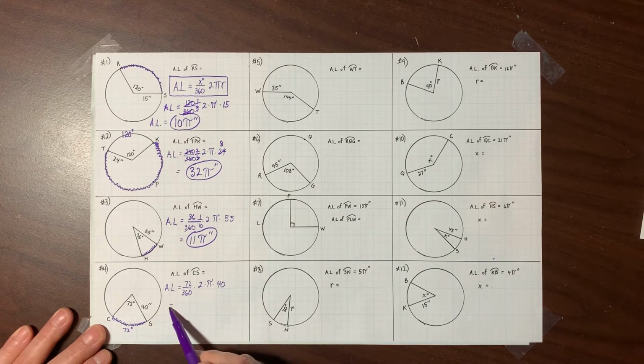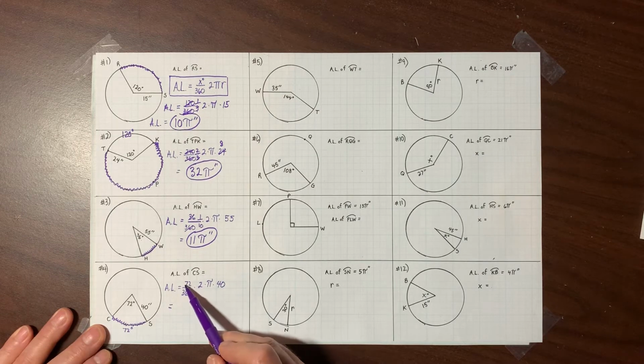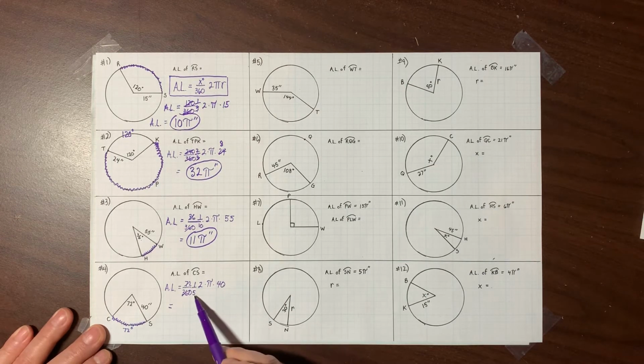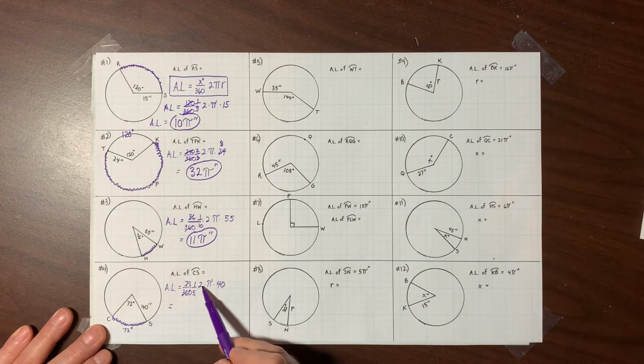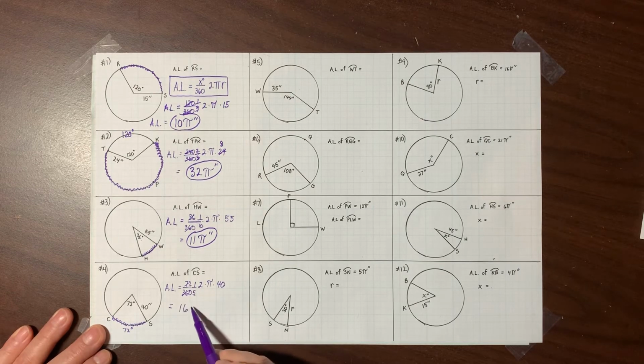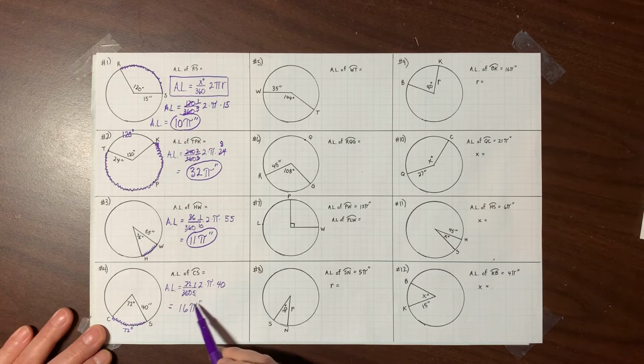Once again, I'm not going to use the calculator because I know that 72 out of 360 is 1/5. And 40 divided by 5 is 8, times that 2 would give me 16 pi inches.